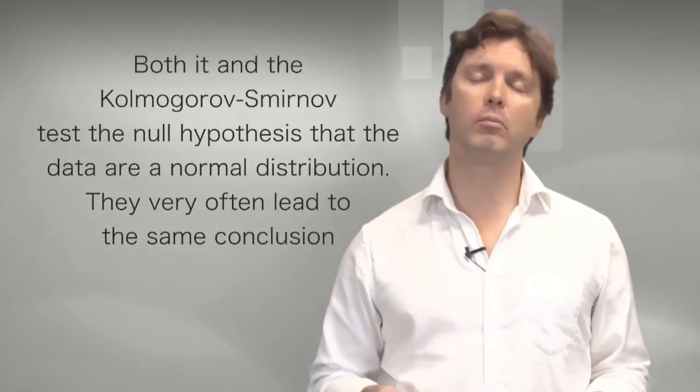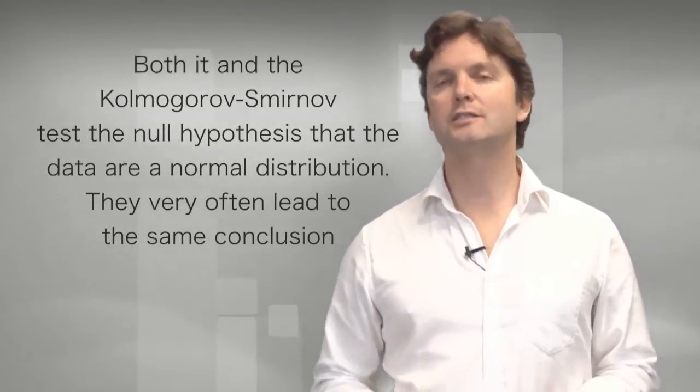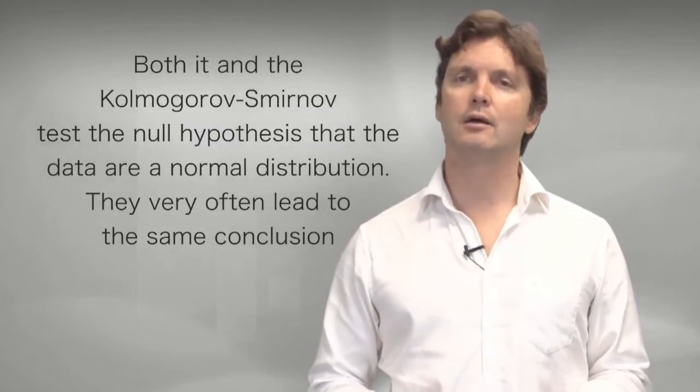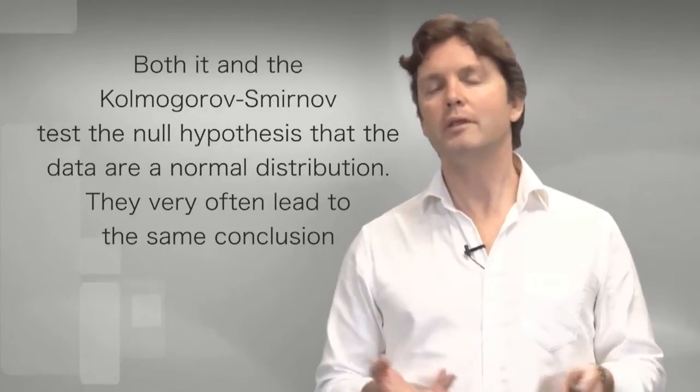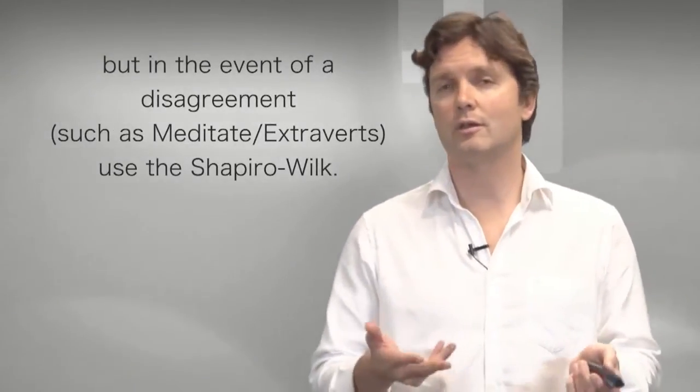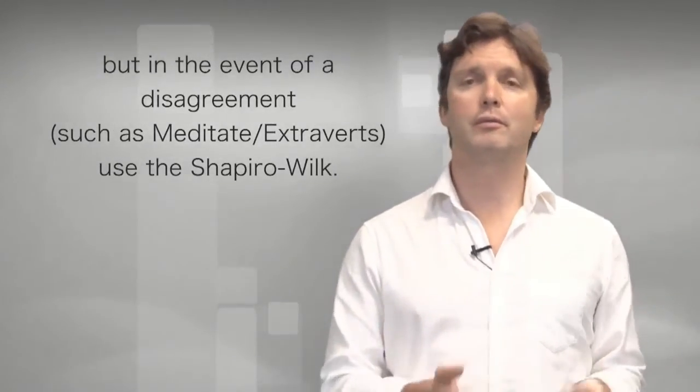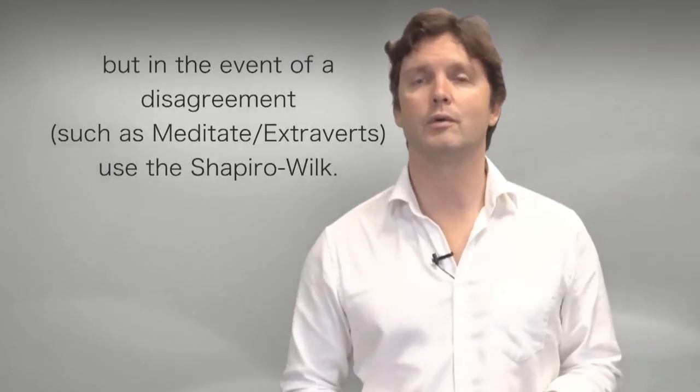Shapiro-Wilk test is a standard test of normality. Both it and the Kolmogorov-Smirnov test test a null hypothesis that the data are normally distributed. Now, they very often lead to the same conclusion, but in the event there's disagreement, such as in meditating extroverts in the previous example, then use the Shapiro-Wilk.